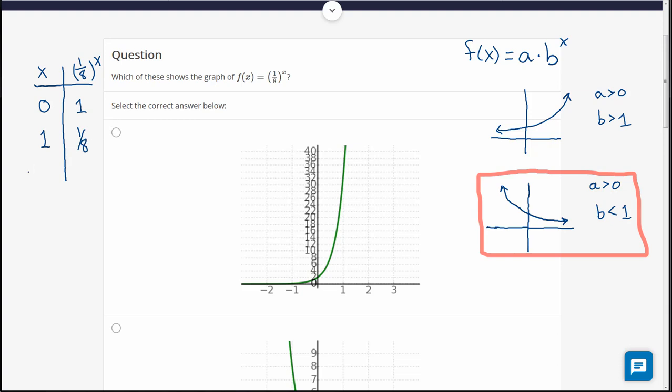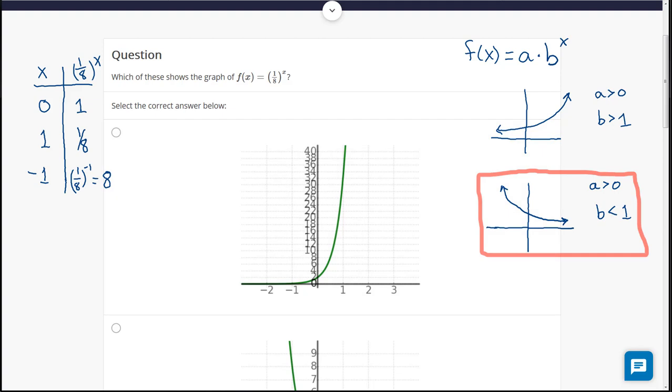And why don't we go ahead and try negative 1? That's going to be 1/8 to the negative 1. Remember that a negative exponent is actually a reciprocal, so that's going to give me 8. That was actually pretty easy and didn't take very long, and now I think we can uniquely identify our answer.